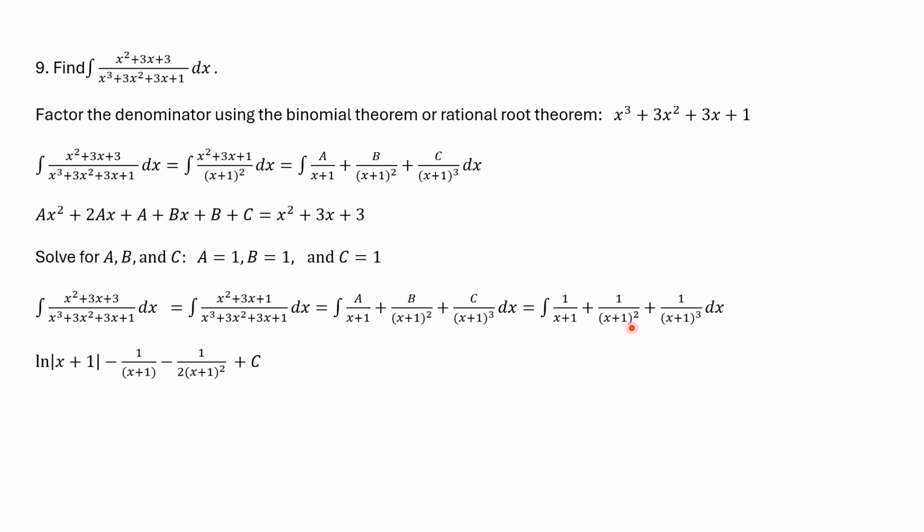Now here, I'm going to let u be x plus 1. So I'm going to have u to the negative second, which means I get u to the negative first power when I integrate. So I'm going to have minus 1 over u, which is (x plus 1). And then we have u to the negative third power. So again, I'm going to let u be x plus 1, du is dx. I will get negative 1 over 2 times u to the negative second plus c.